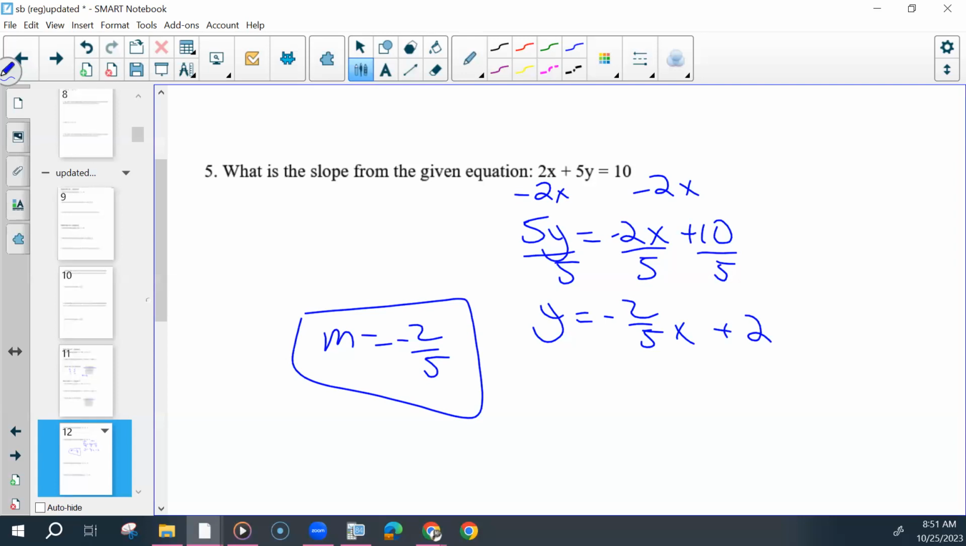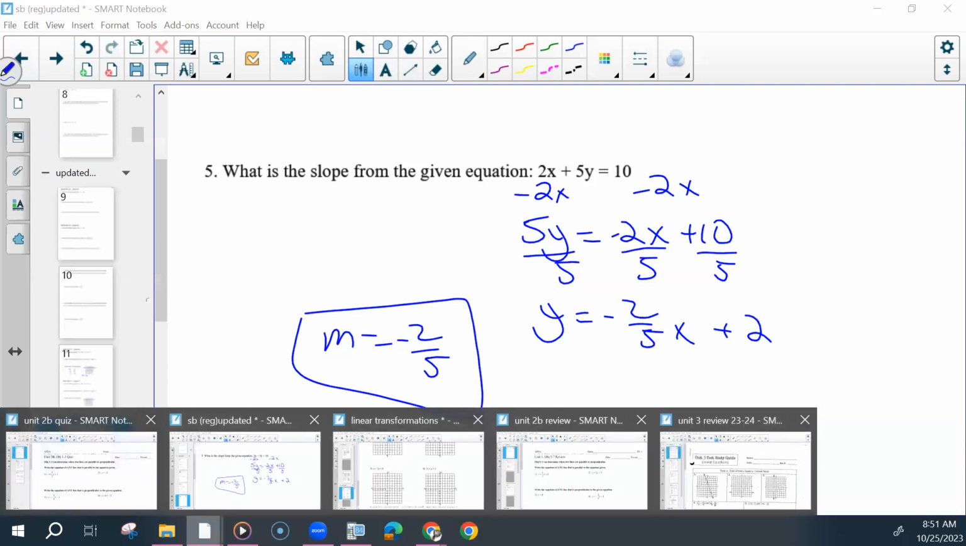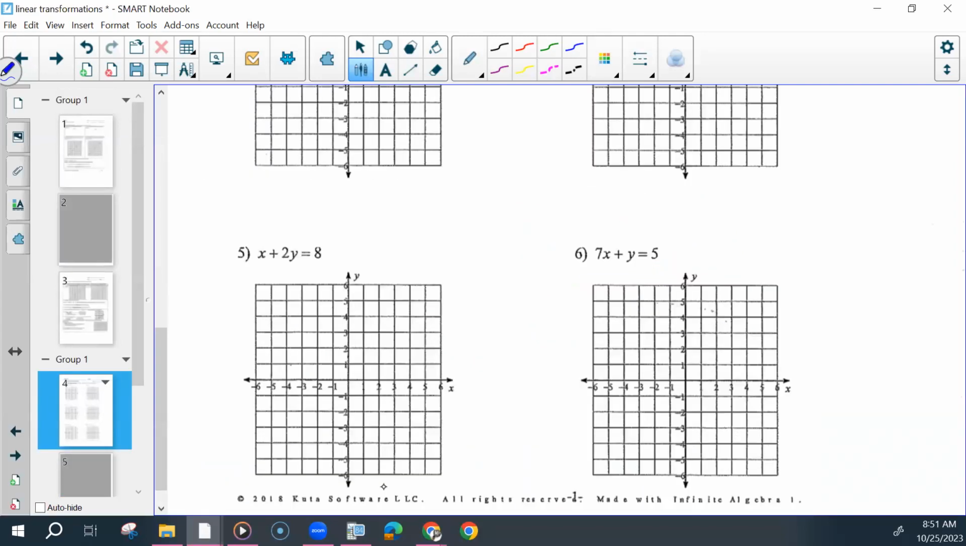So today we're going to finish our transformation notes and start reviewing for our quiz on Friday, for our test on Tuesday. So if you don't already have your transformation notes out, get those out. Does anyone need another copy?